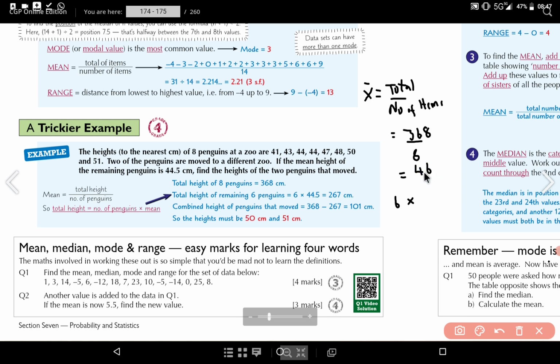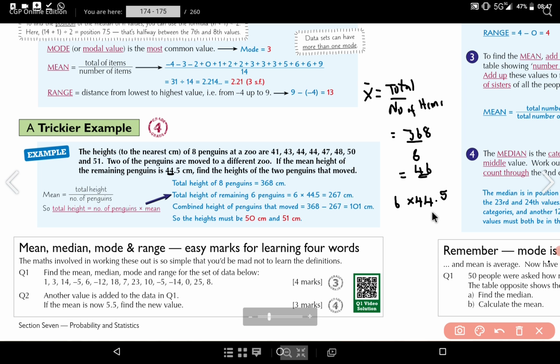It's 46. So they say if the mean height of the remaining penguins is 44, so now the remaining penguins have a mean of 44. So this is the mean before the two penguins are moved. But the mean now, after the two penguins have been moved, is 44.5.